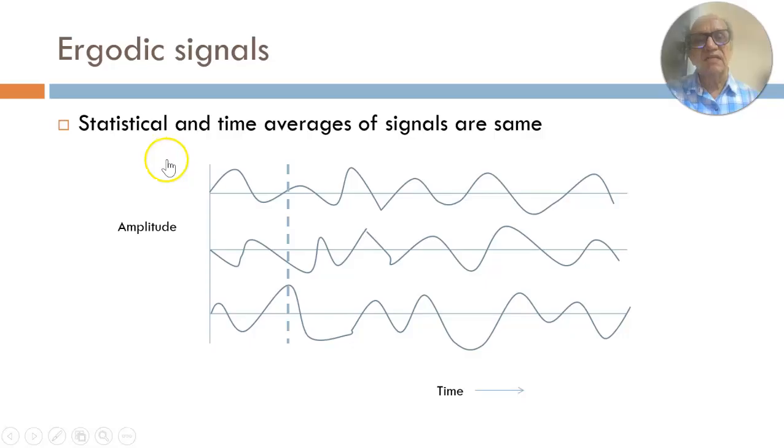And as far as we are concerned, most of the signals that we will be dealing with are ergodic signals. So whether you consider a statistical average or a time average, both are going to be the same. So we'll use them interchangeably often. Okay. So statistical average will also mean the DC component of the signal. That is what it means.